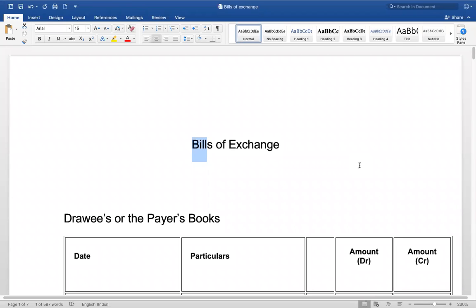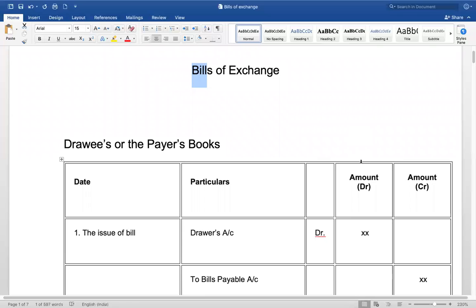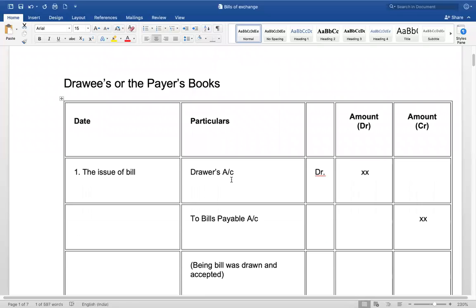Okay, so there's a drawer, there's a drawee, there's a payee, and there's a payer. And there's an endorsement, and there is a dishonor. These are the terms that we have learned. In light of this, let us look into the accounting treatment of these details. In light of what we have discussed, we'll see how we will account for respective scenarios or circumstances.